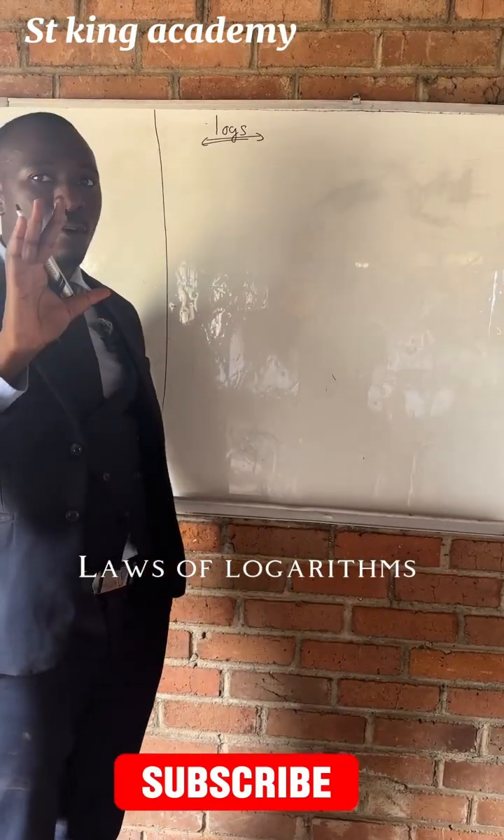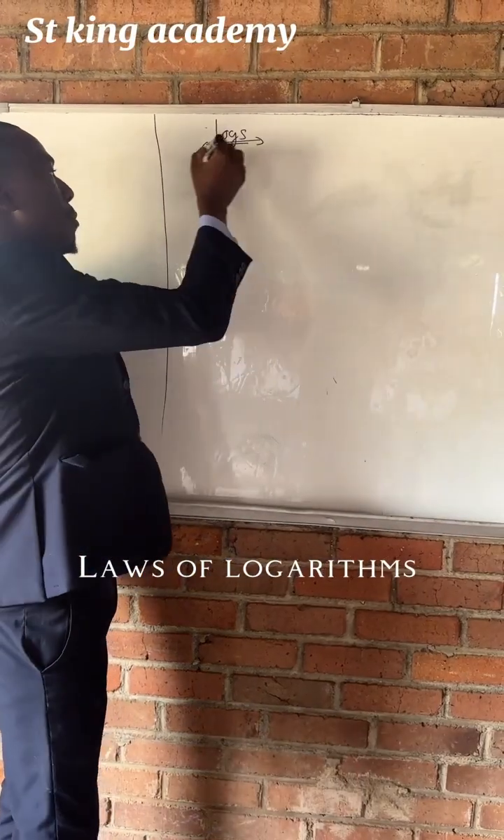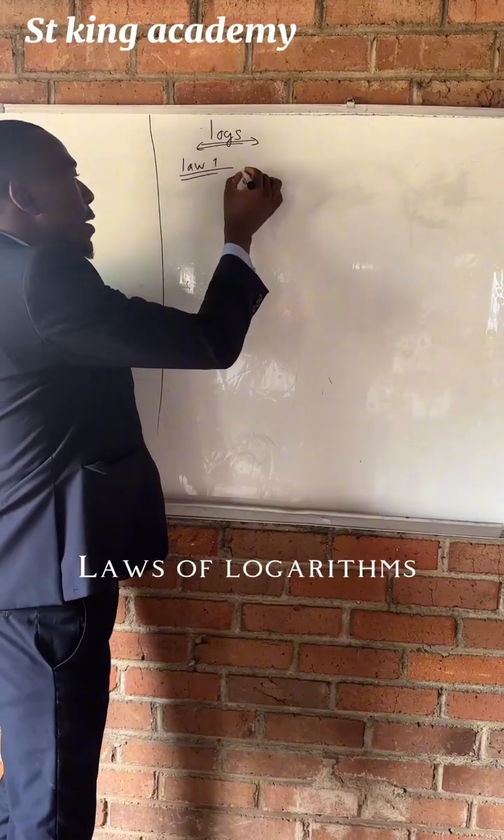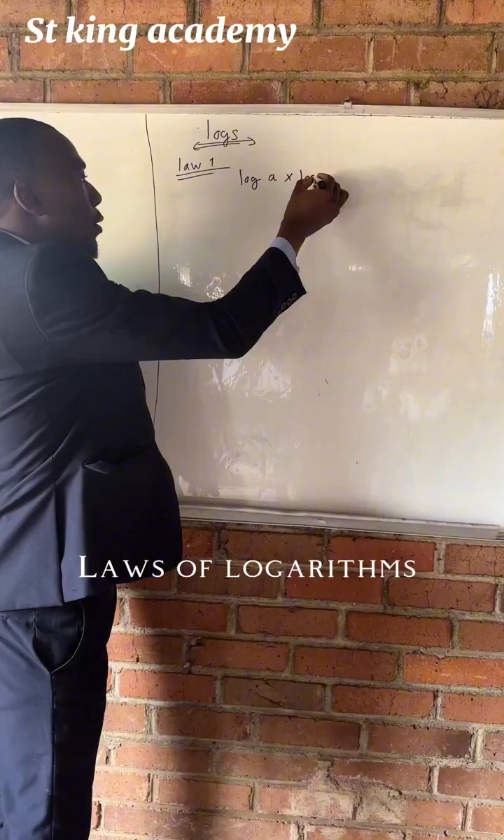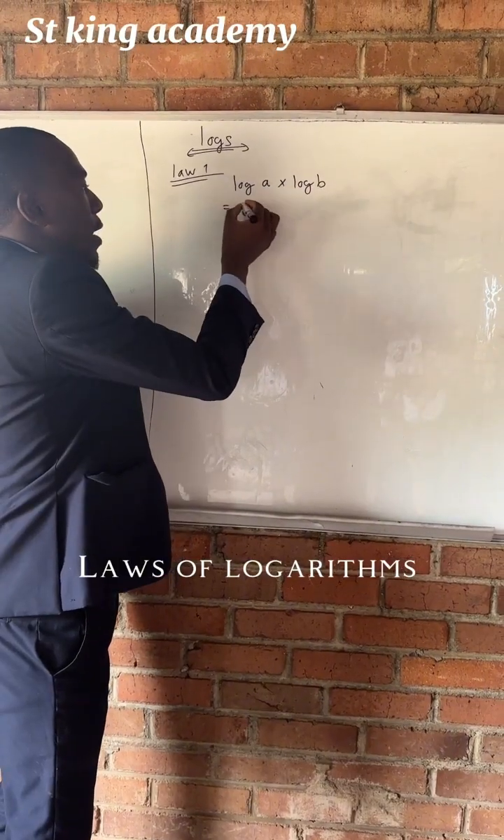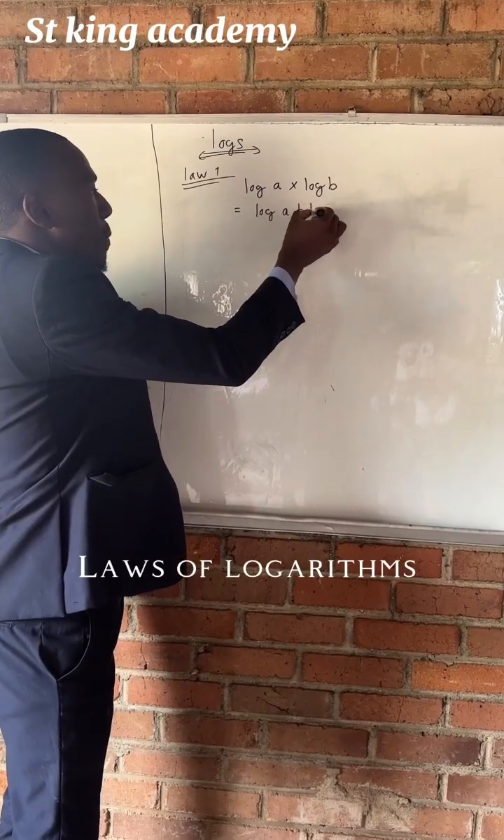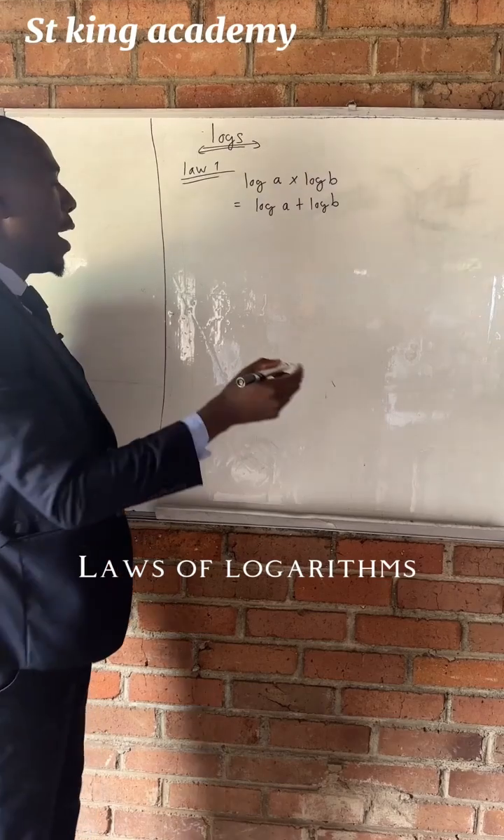Okay, so there are four laws of logarithms. So let's start with law number one. Law number one says log A times B is equal to log A plus log B. That's law number one.